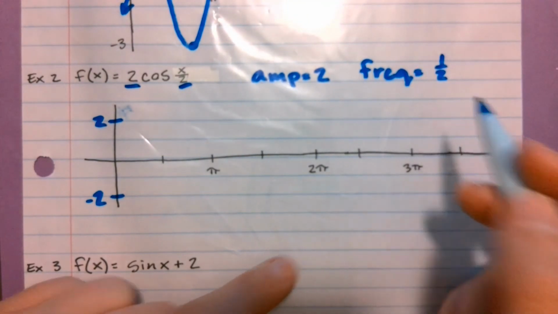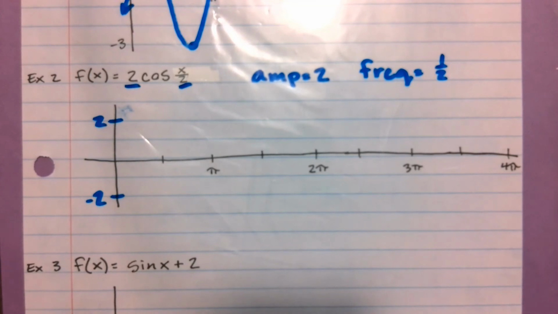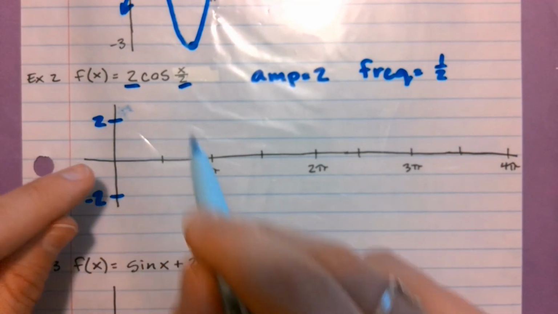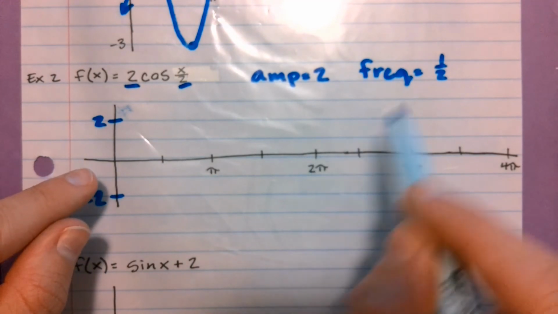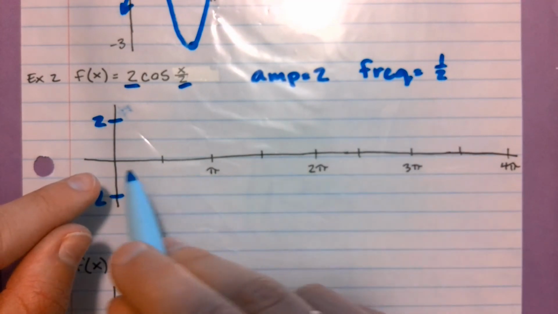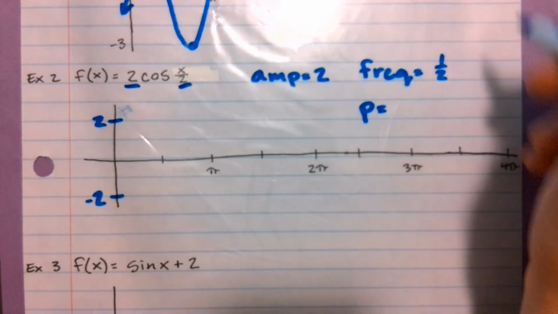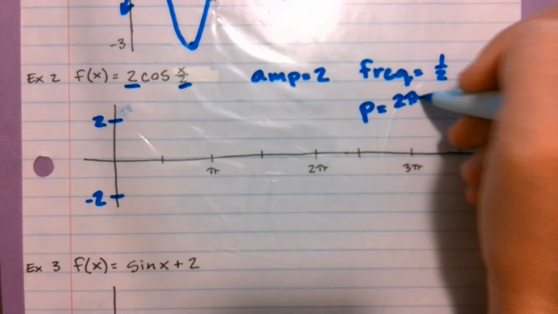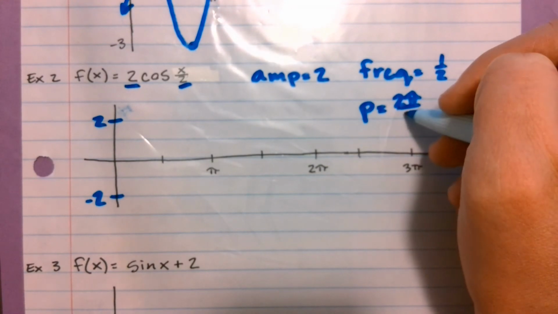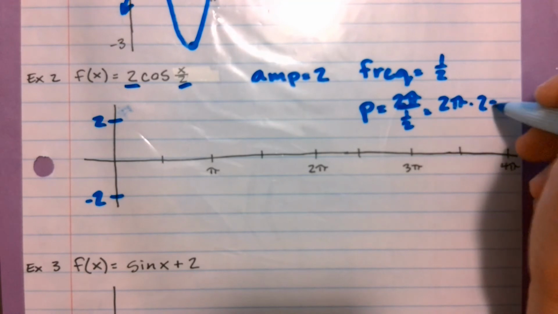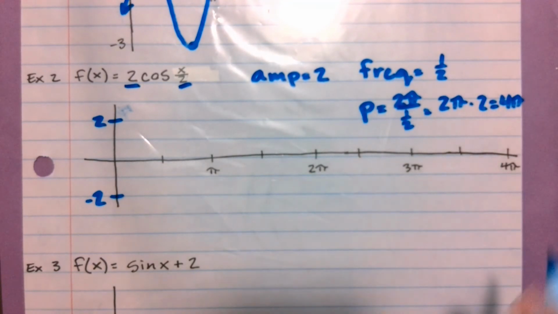So that should tell me that my graph is going to be stretched from that parent function, because instead of having one cycle from 0 to 2 pi, I'm only having half of a cycle. So that means it's really drawn out. But again, like I did on that first one, I'm going to go ahead and figure out that the period is going to be this 2 pi over 1/2, or 2 pi times 2, which tells me that one cycle is going to be 4 pi in length, so really drawn out.